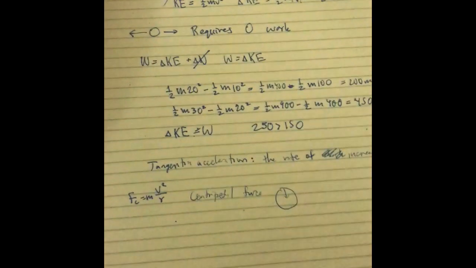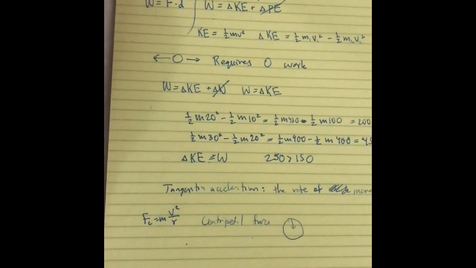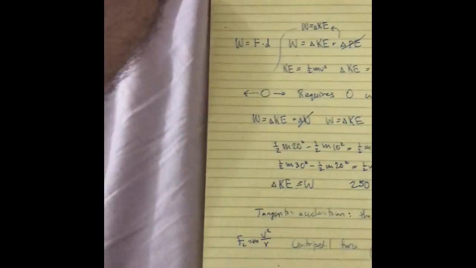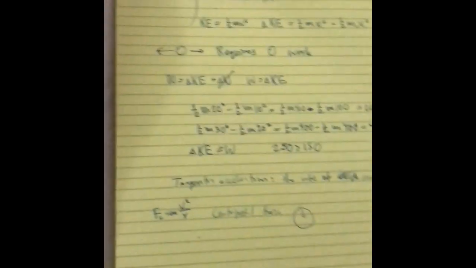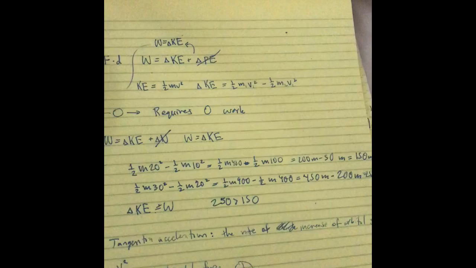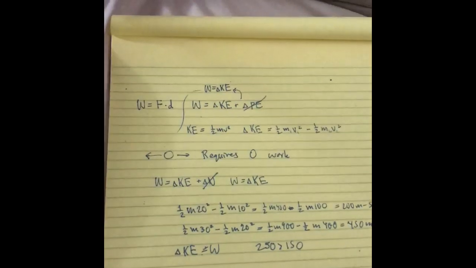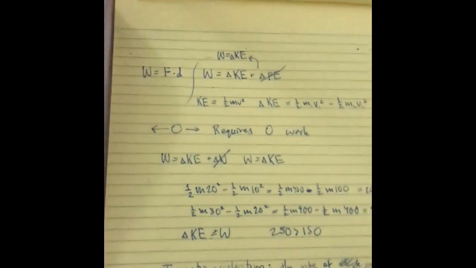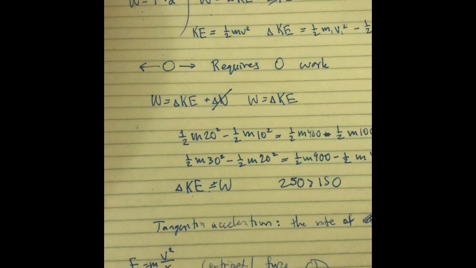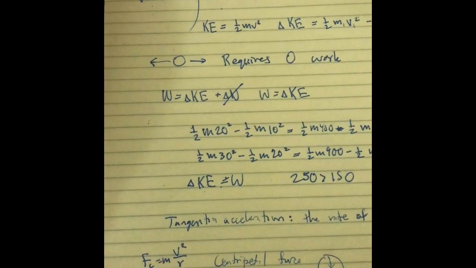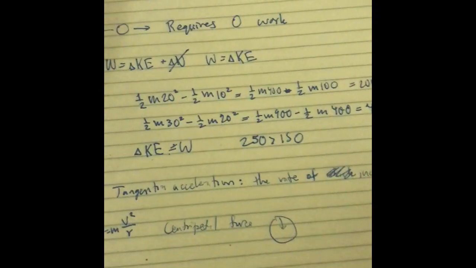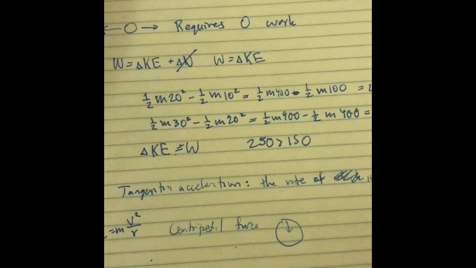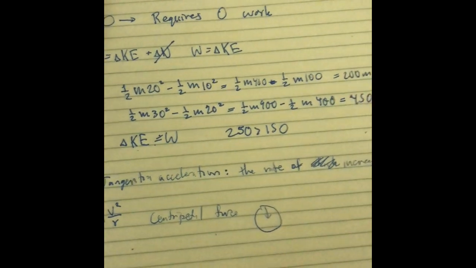So for this video, we're going to talk about tangential acceleration and centripetal force. First, tangential acceleration, which is the rate of increase of orbital speed or tangential speed. This will look like something traveling in a circle around like this. This is what it'll look like. So if it's here, it's going this way.